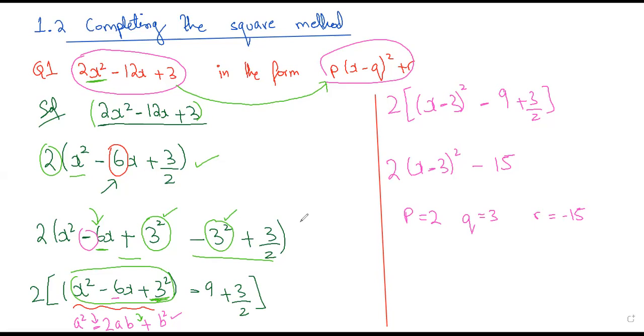This is what I am getting. It would become x minus 3 squared here, then minus 9 plus 1.5 is minus 15 by 2. And when I will multiply it with this 2, it would become minus 15. So P is 2, Q is 3, and R is minus 15.